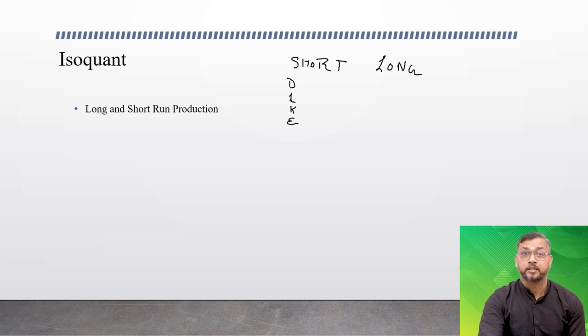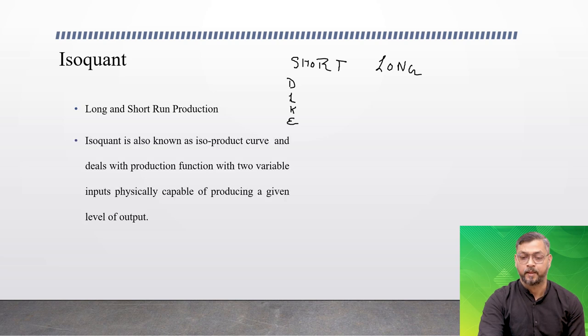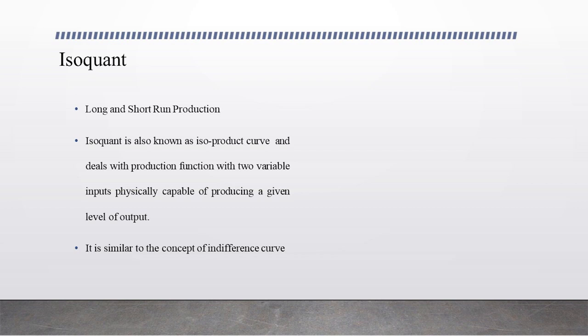Isoquant is used in your long run production function. The term isoquant is made up of two words, isos and quant. Isos is a Greek word that means equal, and quant stands for quantity. That means equal quantity. They are also known as isoproduct curves because they give the equal amount of product.